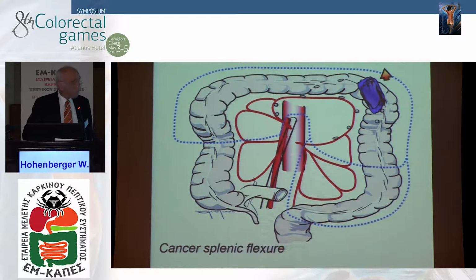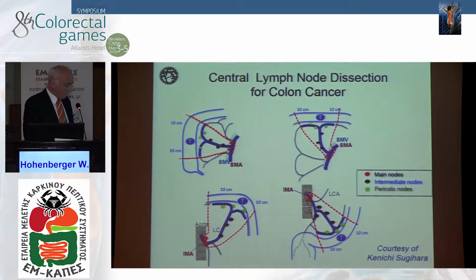And for splenic flexures, the story concerning the colon is quite similar. If it's in the descending colon, of course, then you have to transect the inferior mesenteric artery and take these vessels too. But this is not the entire story.